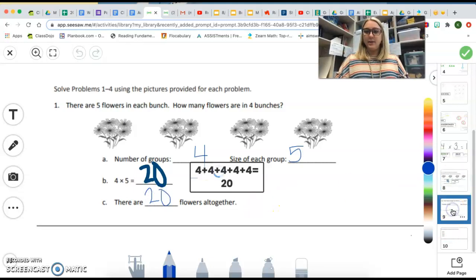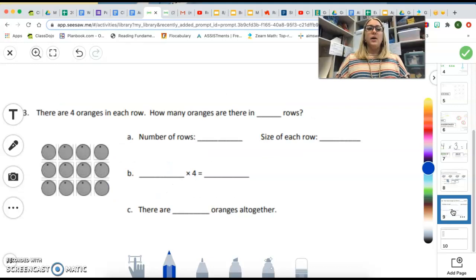Okay, let's keep going. Let's do another one. There are 4 oranges in each row. So now we're looking at an array. Instead of equal groups, it's now an array, which is just made up of equal groups. There are 4 oranges in each row. How many oranges are there in blank rows? So now it's asking us how many rows there are. So we know there's 1, 2, 3 rows.